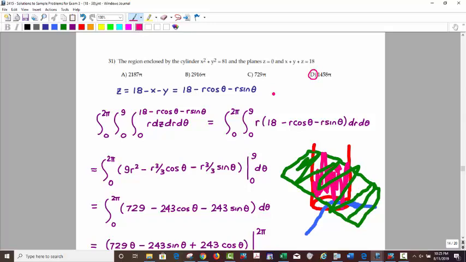So let's see what we have here. We're doing cylindrical coordinates, so I'm solving for z in terms of x and y. Now we don't have the benefit, for example, if this was 18 minus x squared minus y squared, then we would have 18 minus r squared. We don't have that benefit. x is r cos theta, y is r sine theta.